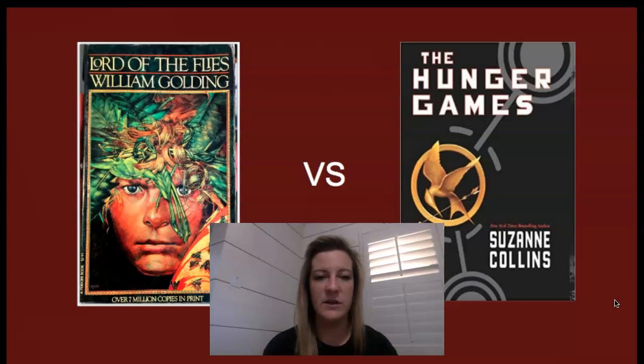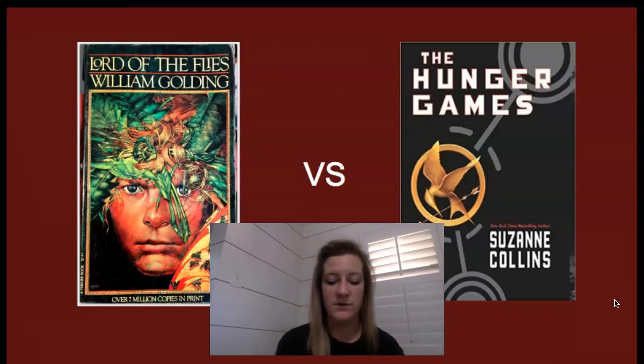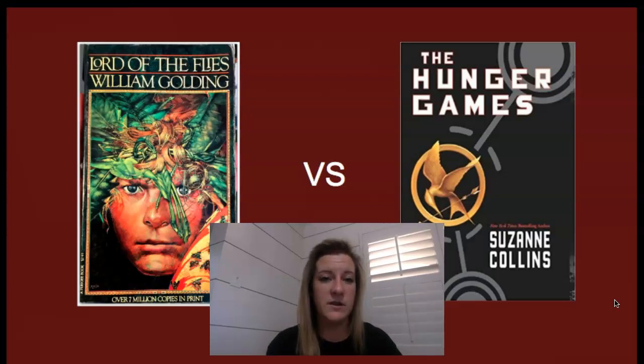So with these examples that I'm going to give you, I'm not saying that the older books directly affected or were directly the reason why these newer books were written, but you can make those connections and be able to use examples from both books to compare. So that's where this standard is going.